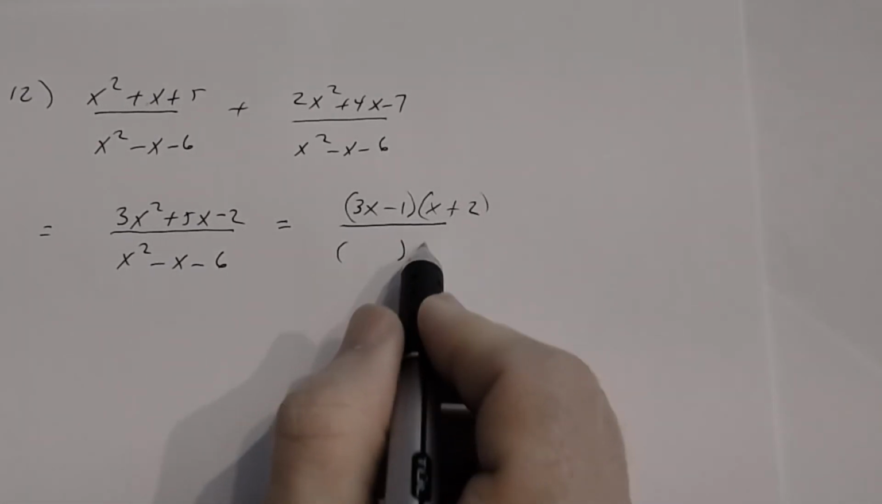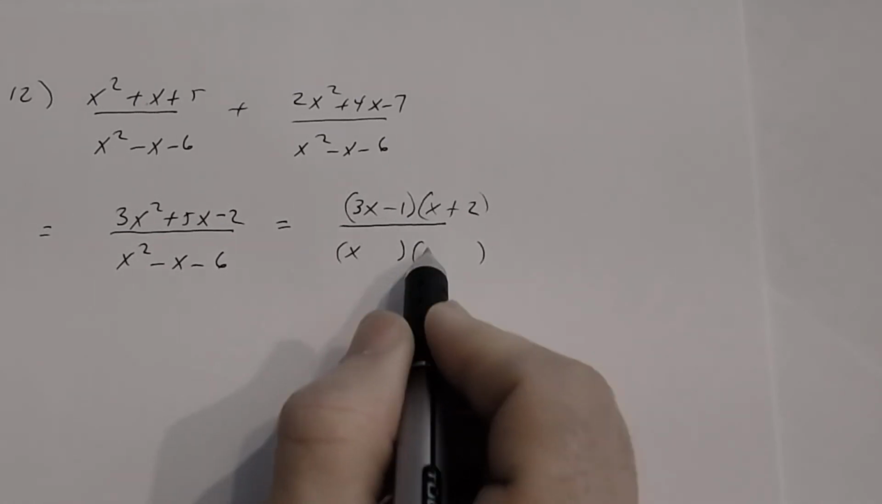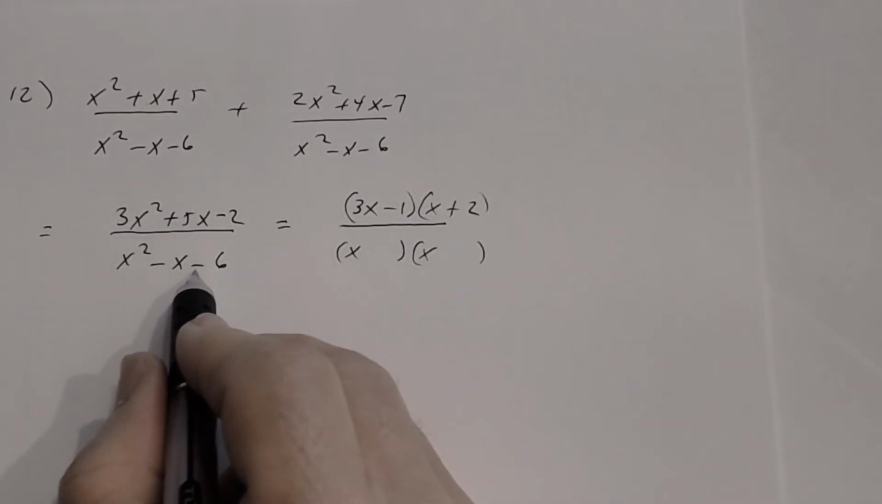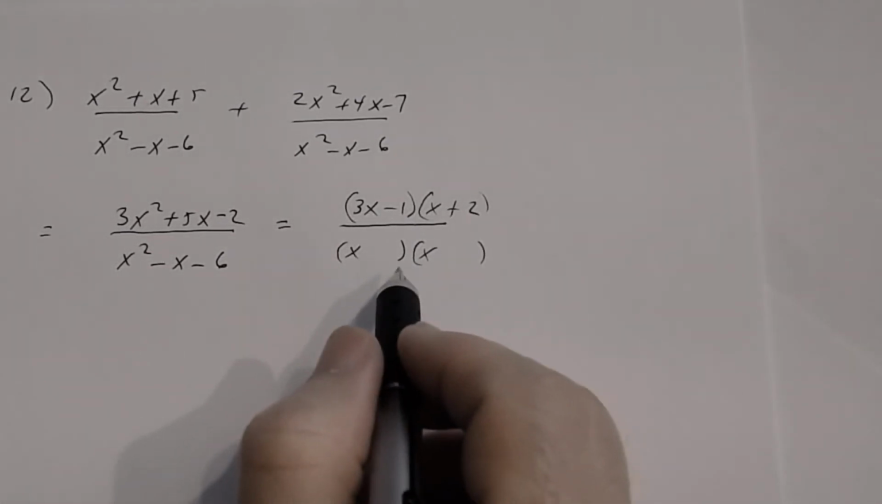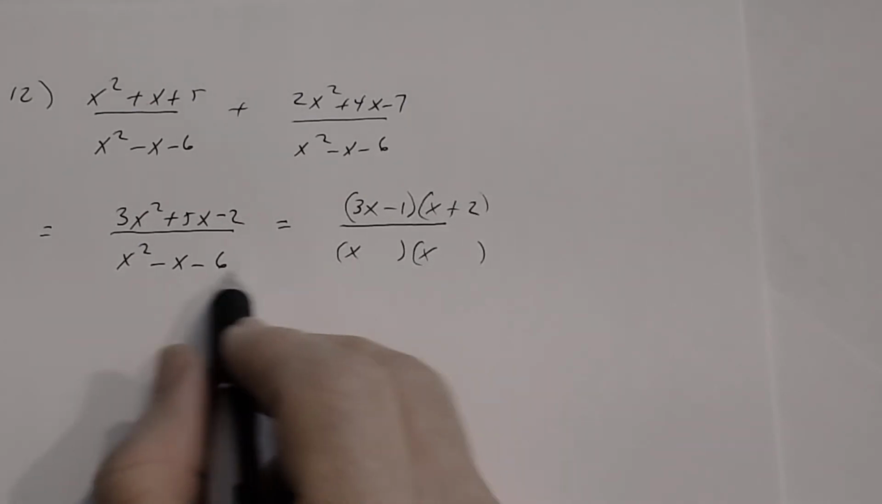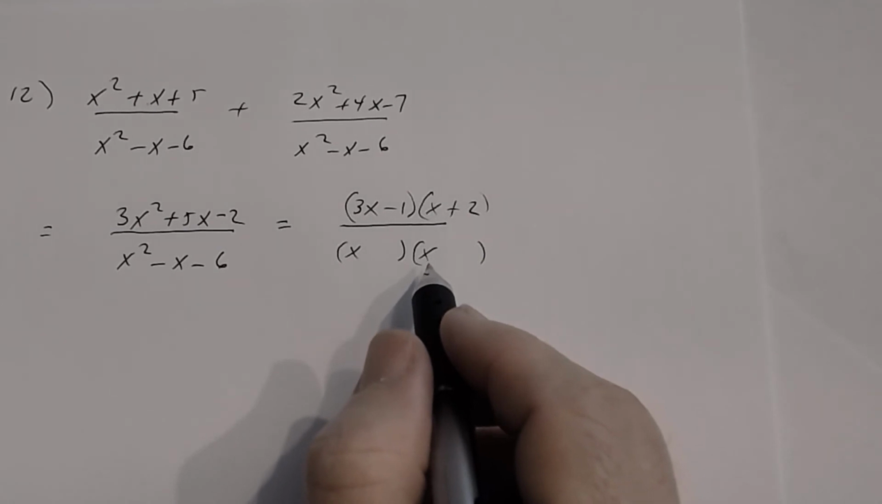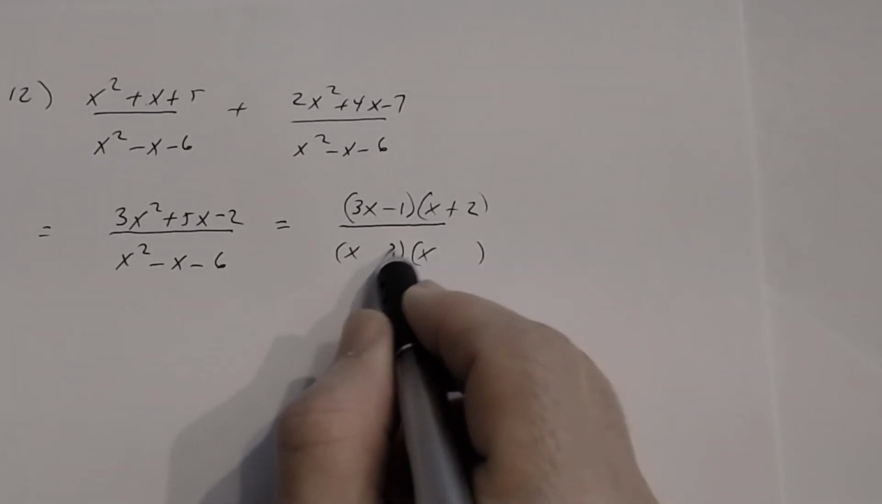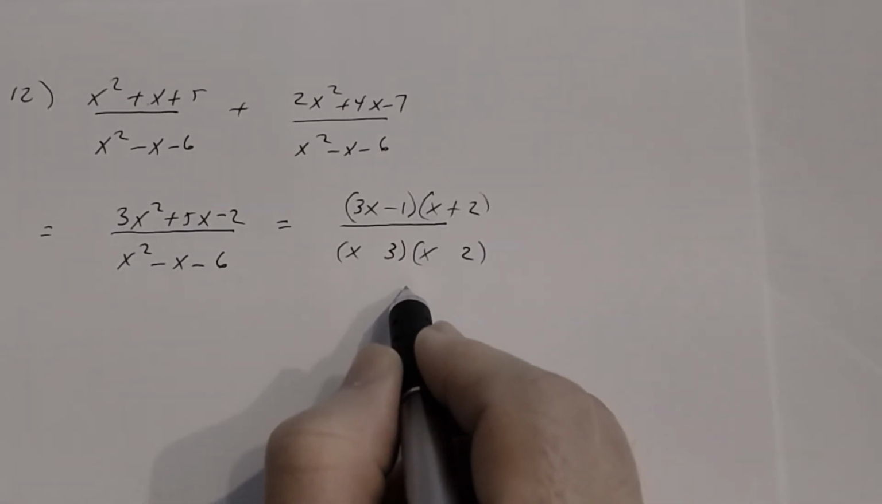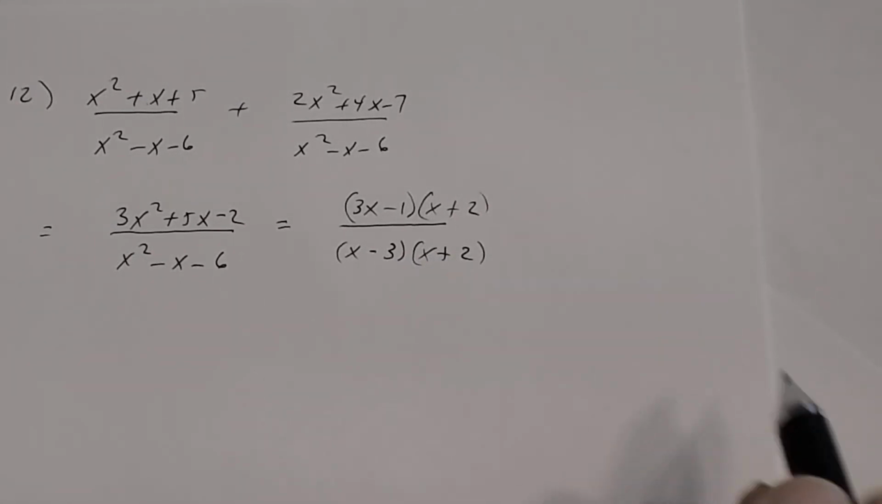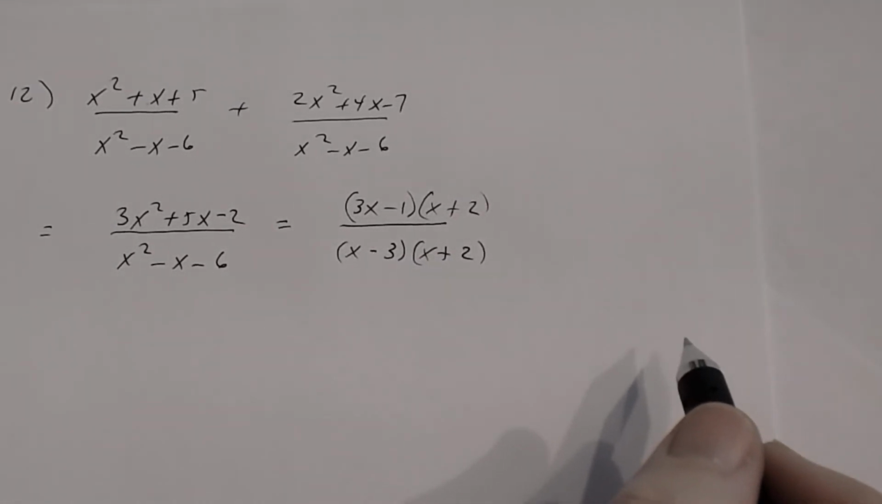In the denominator, let's see, x times x. The last sign is negative, so these signs are going to be different. And I need the product to be a negative 6 and the middle term to be a negative x. So it looks like what's going to work will be 3 and 2. And it looks like the 3 will be negative and the 2 will be positive. All right, and so now we reduce.